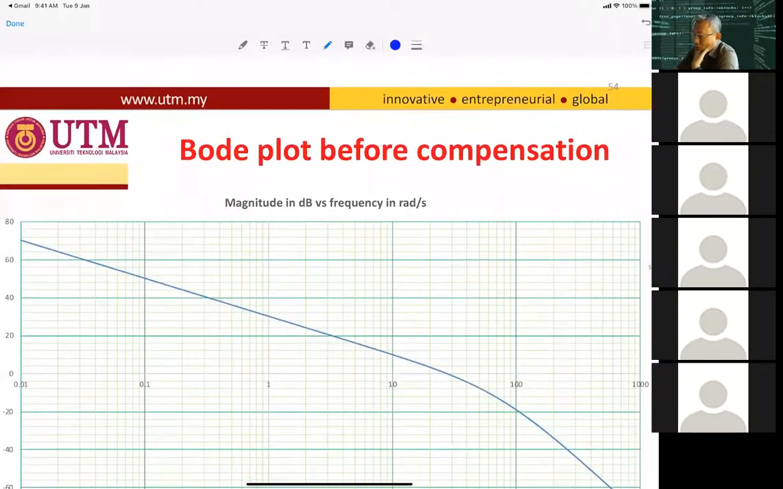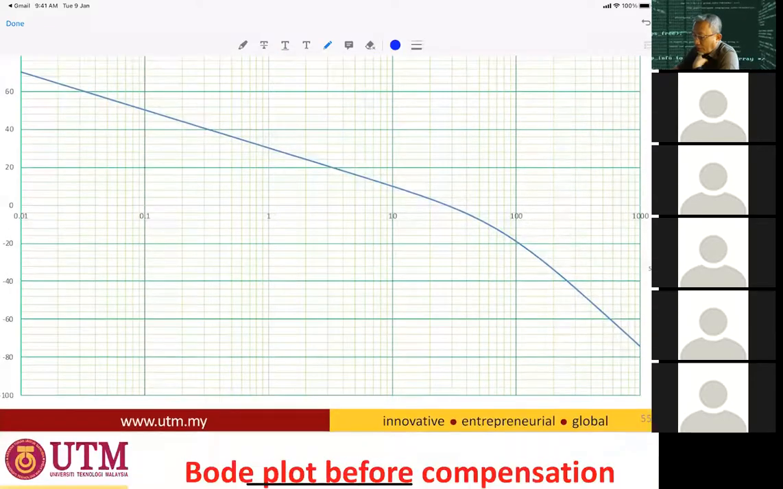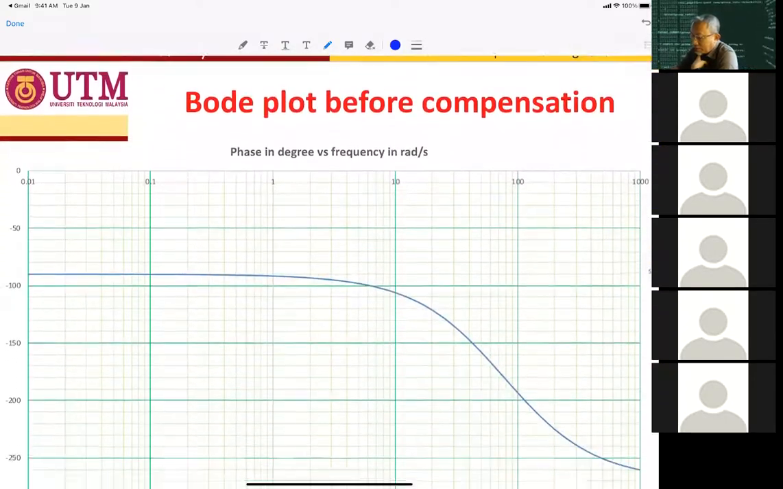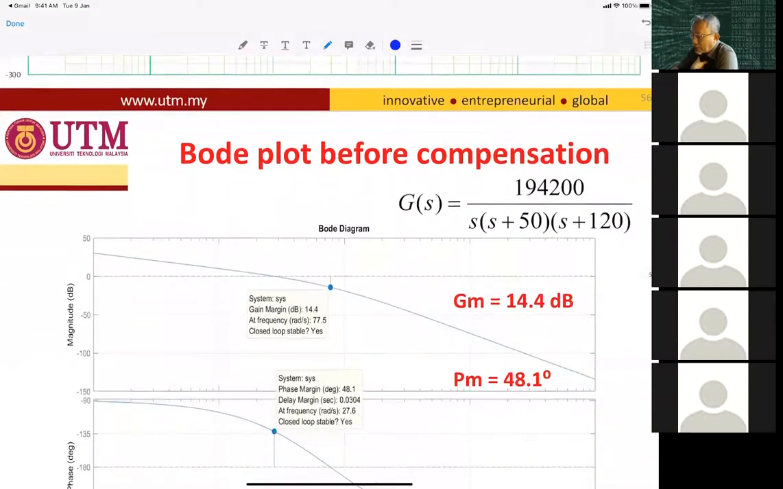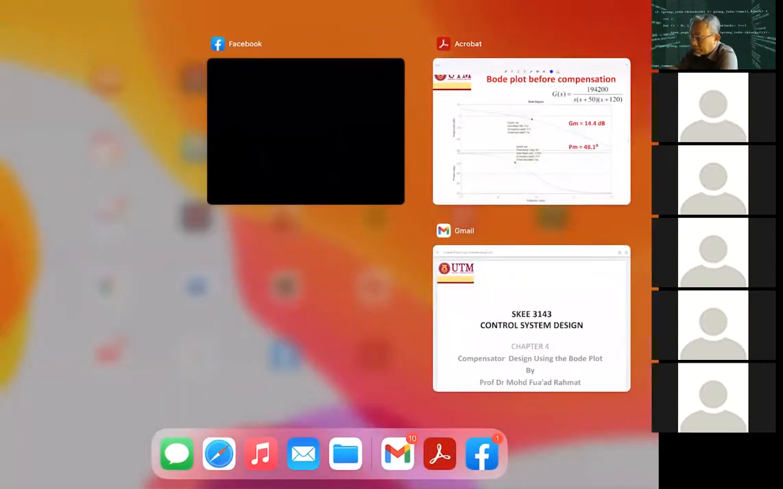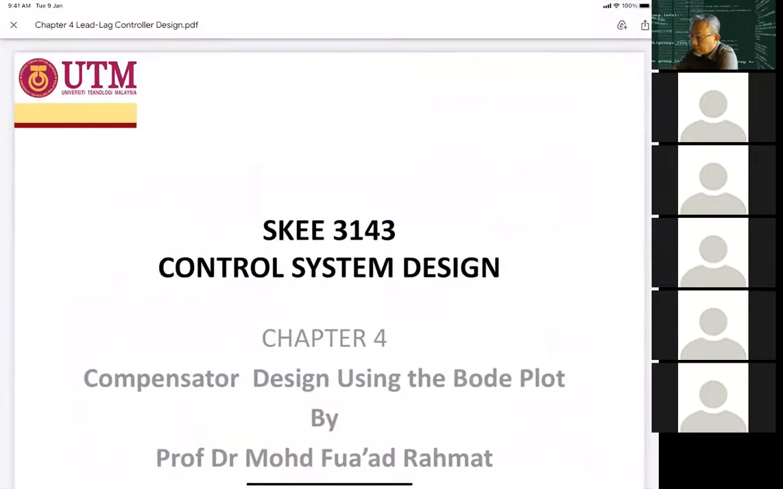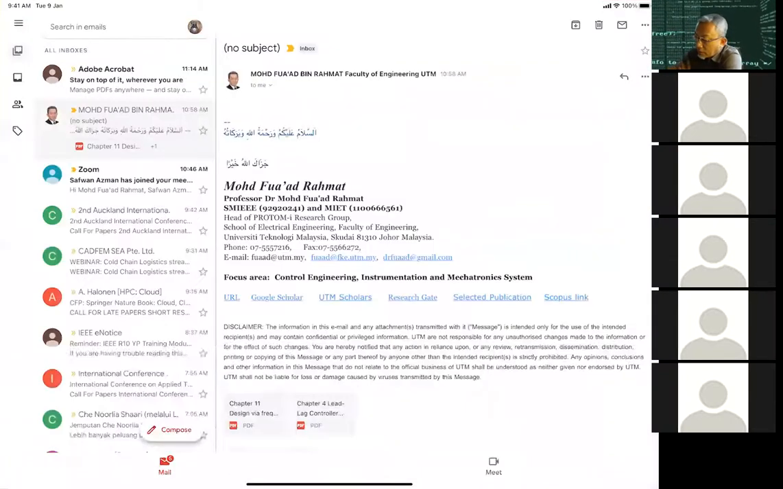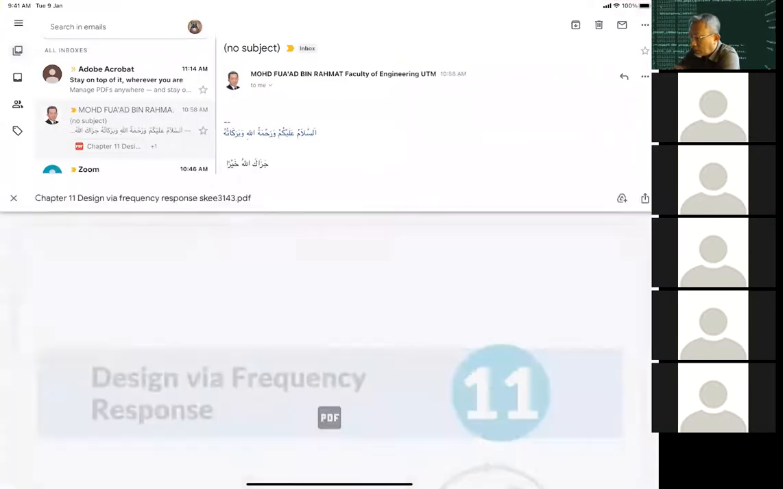So I give you the plot, using Excel for you to print. This is the open loop transfer function, 194,200 over s(s+50)(s+120). All these examples are taken from the Norman Nise book, which is this book.